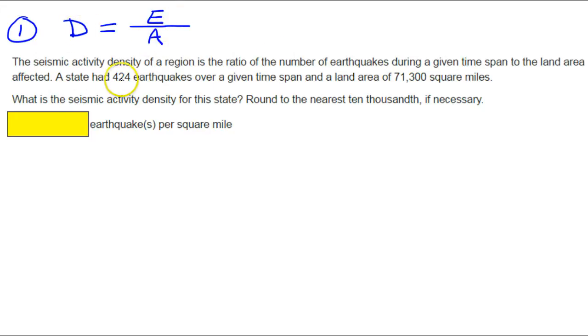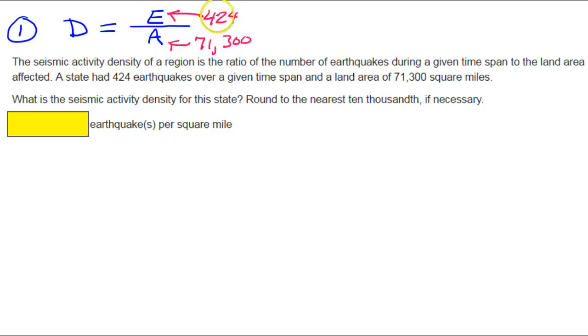Now, a state had 424 earthquakes. Okay, so that would be this number over a given time span and a land area of 71,300 square miles. What is the seismic activity density for the state, rounded to the nearest 10,000th if necessary? Okay, that's 3 decimal places, by the way.